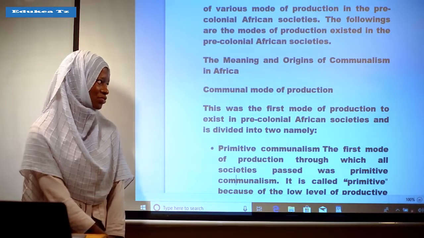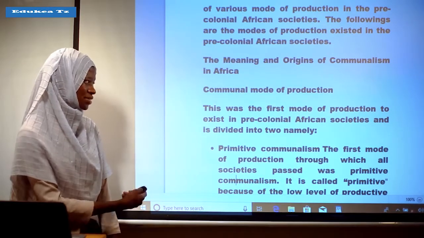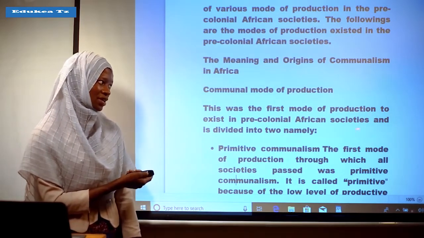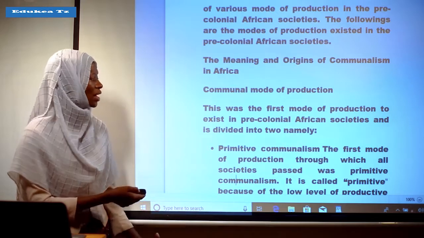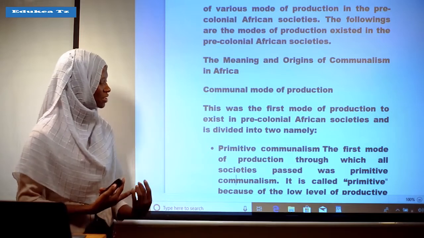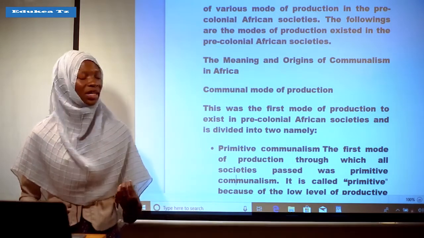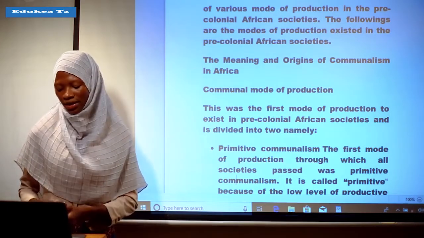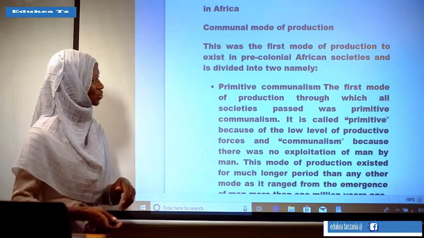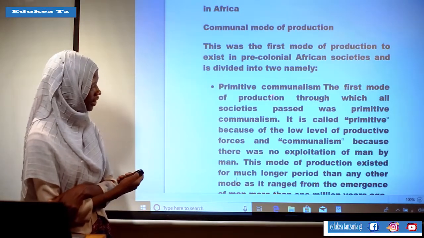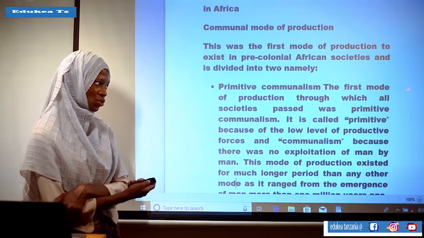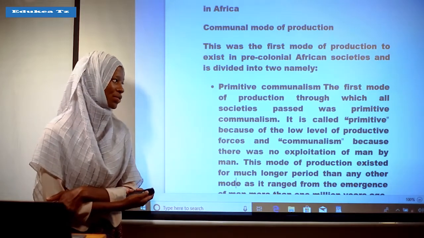Now, what is the communal mode of production? It was the first mode of production that existed in pre-colonial African society, the first mode through which human beings passed, and it was divided into two types. The first one is primitive communalism, the first mode of production through which all societies passed.